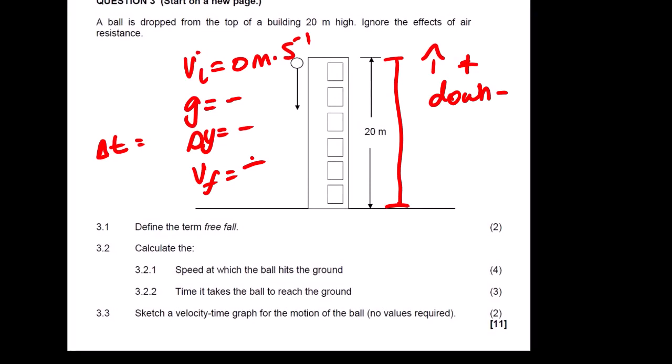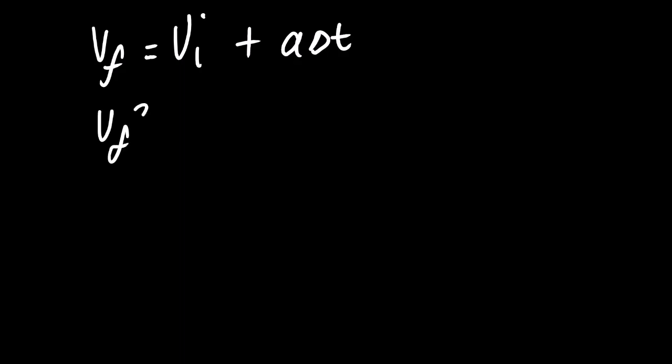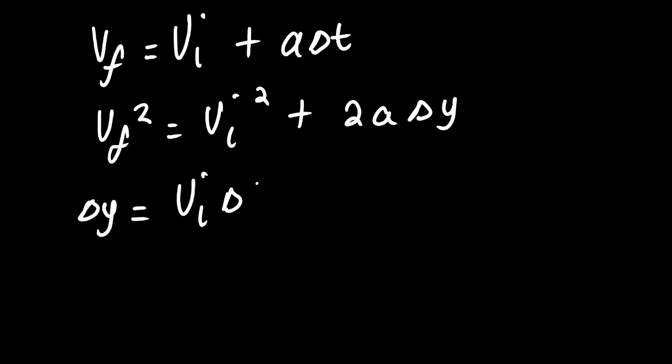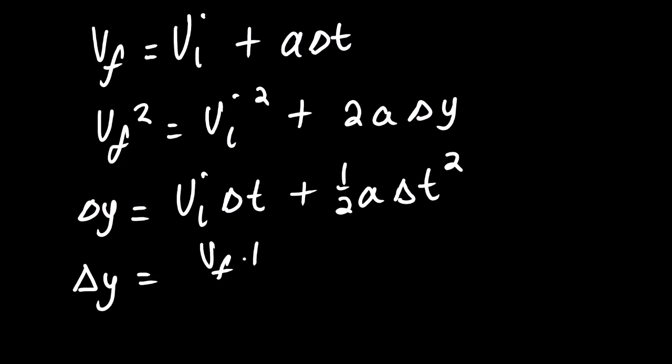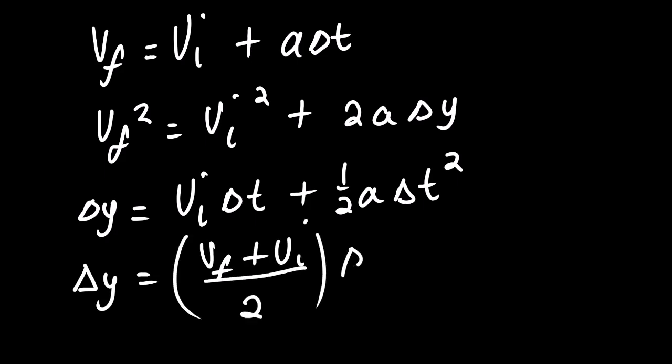Now let us look at 3.2.1. Calculate speed at which the ball hits the ground. We need to know all the equations of motion. Vf is equal to Vi plus a change in time. Vf squared is equal to Vi squared plus 2a change in y. Change in y is equal to Vi change in time plus half a change in time squared, is equal to Vf plus Vi over 2, all multiplied by change in time.